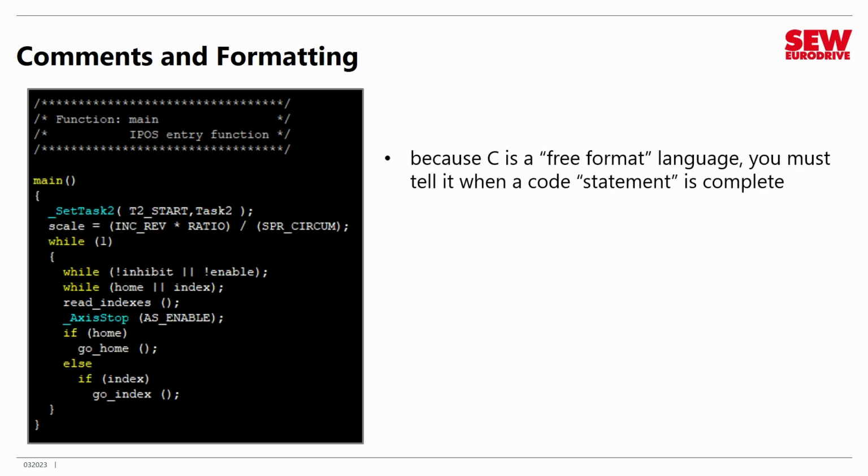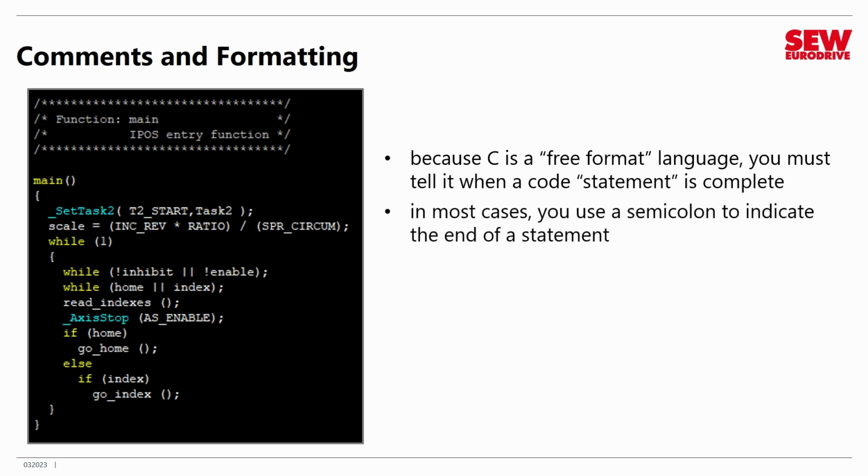Because C is a free format language, you need to tell it when a code statement is complete. Remember I said you could just smush C code together? Well, C code still needs to know where the individual lines begin and end, even if you smush it all together. So we put something in there to make it clear where things begin and end. And that thing is the semicolon. You notice there are a lot of semicolons in here, usually at the end of lines. There's one right there. These indicate where lines end, and the compiler uses those to figure out where everything is.